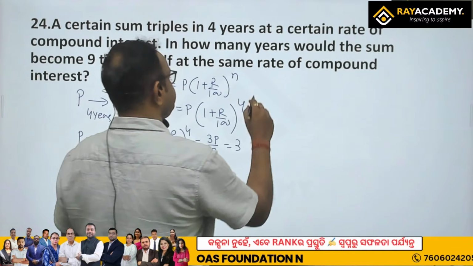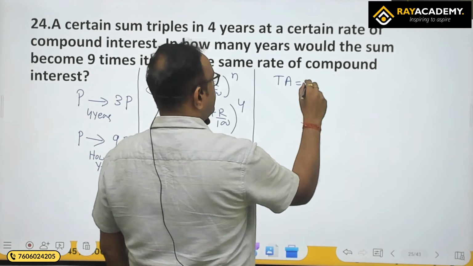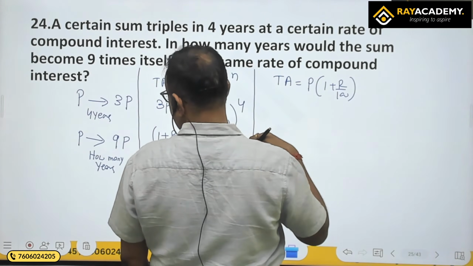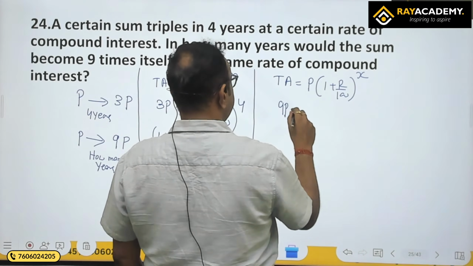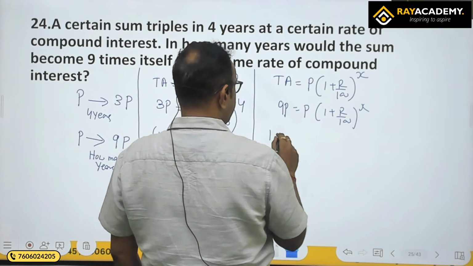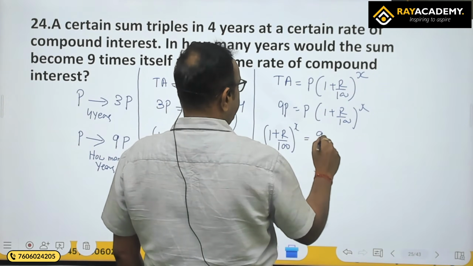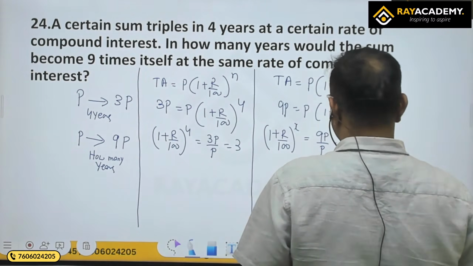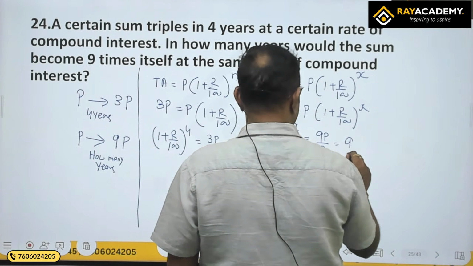Next, same formula again: total amount is P into 1 plus R by 100 to the power, let's say x years. So 9P equals P into 1 plus R by 100 to the power x. So you can say 1 plus R by 100 to the power x equals 9P by P, that is 9, not 3, sorry, that is 9.